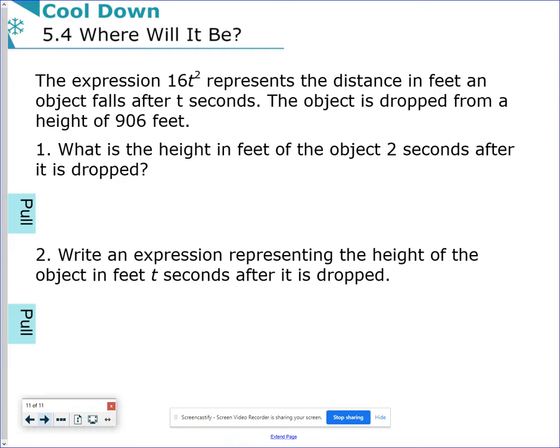For number 2, write an expression representing the height of the object in feet after it's dropped. This one does use that 906 feet, because you're starting with 906 feet and you're going to take away how far it has fallen. So go back through the video if you need help with how to write those.